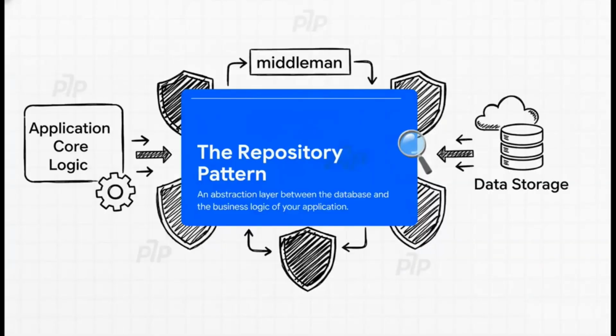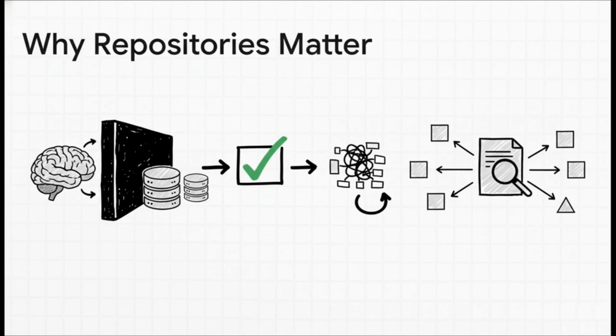Okay, let's talk about another powerhouse pattern for taming complexity, the repository pattern. What this does is it builds a clean wall, an abstraction layer, right between your app's core business logic and all the nitty-gritty details of how you're storing and fetching data. So why should you care about this? Well, first, your business logic no longer cares if you're using MySQL or Mongo or a text file. It just asks the repository for a user.